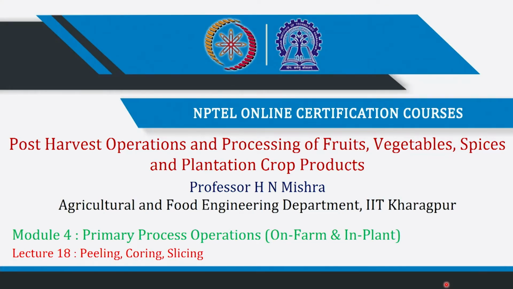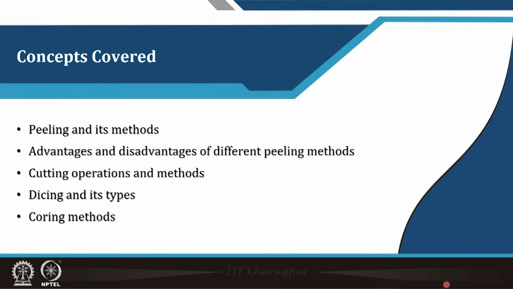Hello everybody. In this 18th lecture today, we will discuss peeling, coring and slicing operations of fruits and vegetables. The topics we will cover in this lecture include peeling and different methods of peeling, advantages and disadvantages of various peeling methods. Then we will discuss cutting operations and methods of cutting, dicing and its types, and finally, we will also discuss some methods for the coring of some fruits and vegetables.